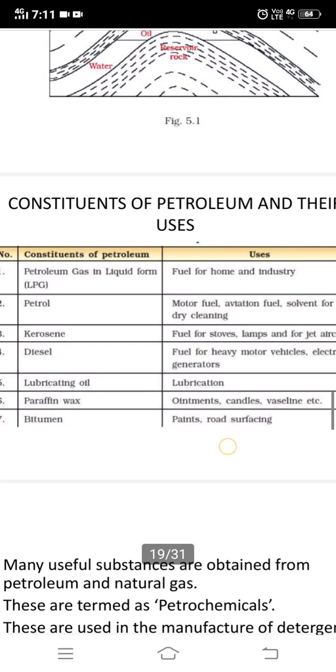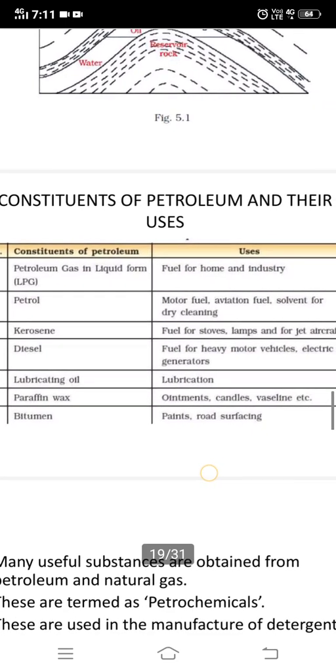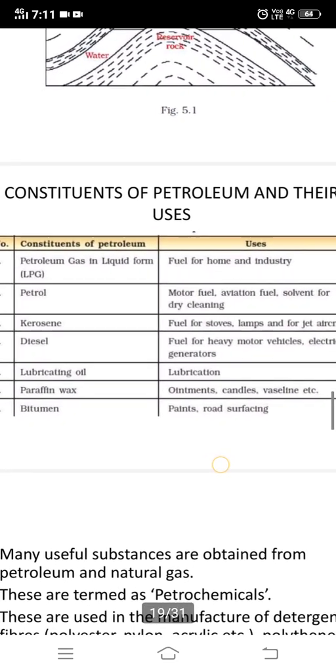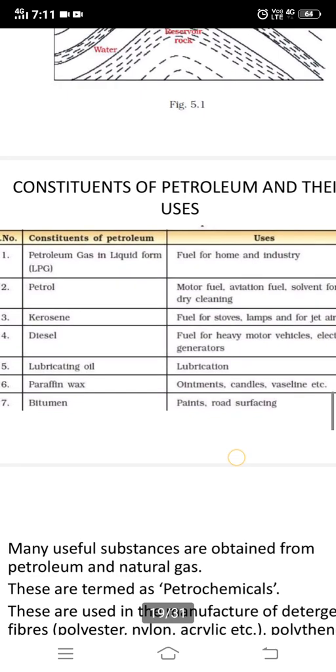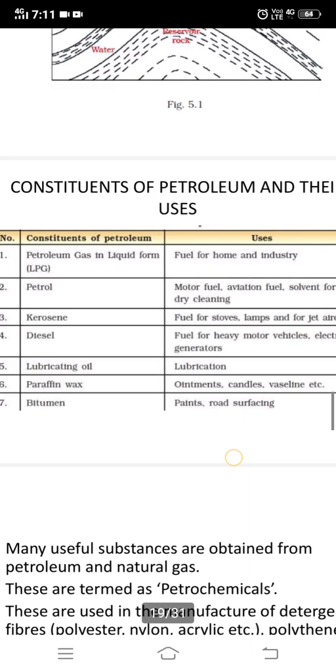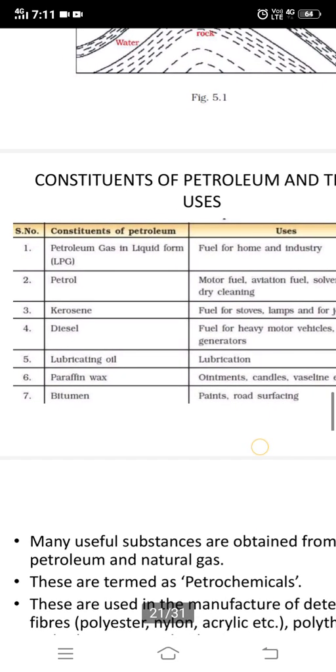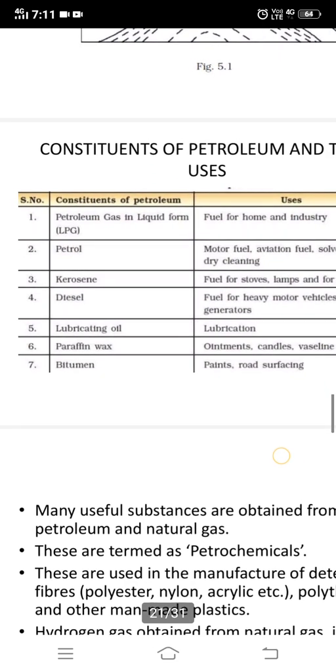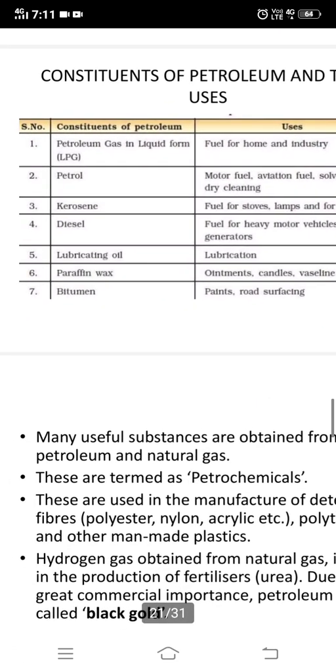Then paraffin wax. It is used to make ointments, candles, Vaseline, etc. Then bitumen. Now in coal we had seen coal tar, which is used for road surfacing, but that's an old one. Nowadays we use bitumen for road surfacing, and bitumen is also used for paints.